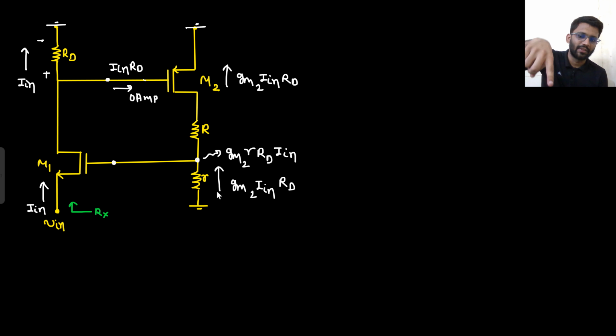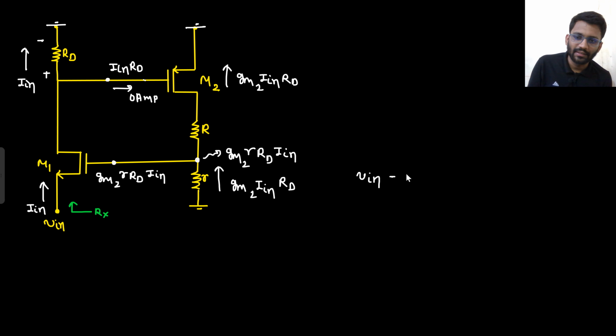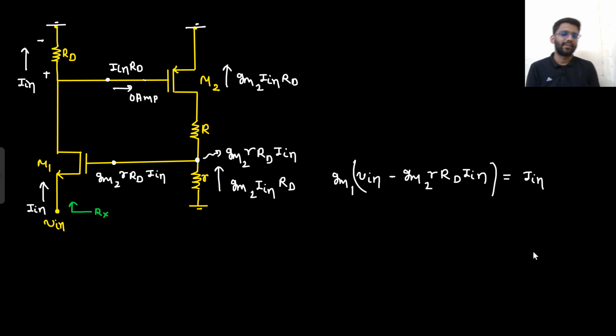The same current is flowing in this loop as well. So this current would be gm2 R into RD into V. Now this voltage will also be gm2 R into RD into Iin. Well and good. Now what you can write in terms of Iin? So what is Iin? Iin is Vin minus gm2 R into RD Iin, into gm1, that is equal to Iin. Say yes or no. Did you understand this? I found out the voltage here. So gm1 VSG in upward direction, gm1 VSG, Vin minus gm2 R into RD into Iin. Well and good, very easy.